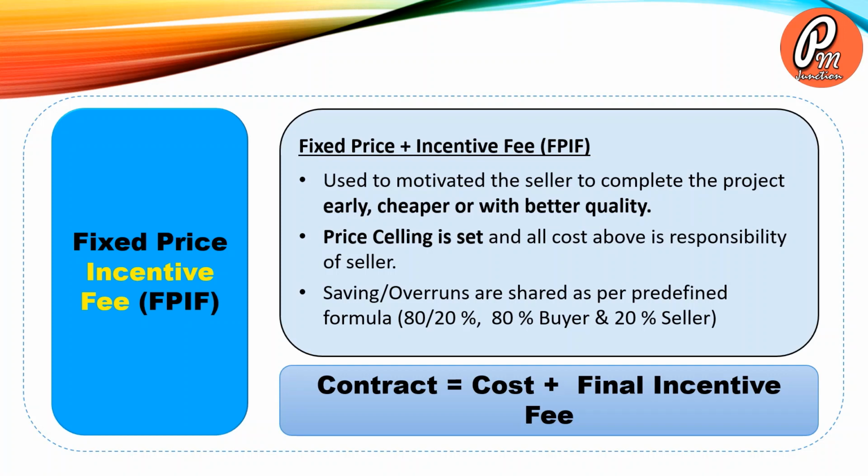The next contract is fixed price incentive fee contract, used to motivate the seller to complete the project early, cheaper or with better quality. A price ceiling is set and all cost above is the responsibility of the seller. Savings and overruns are shared as per a predefined formula. For example, 80-20, 80% for the buyer and 20% for the seller. The contract value is equal to cost plus final incentive fee.